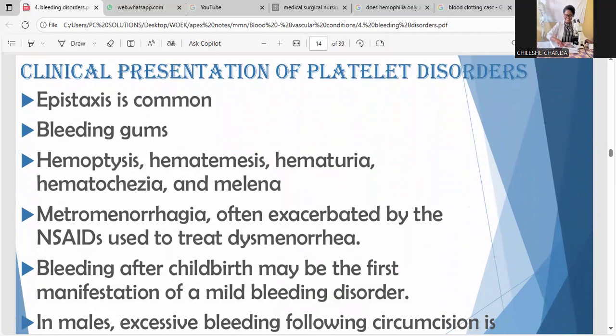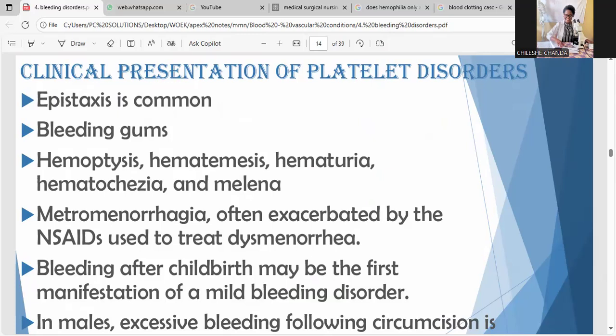What is the clinical presentation of platelet disorders? One, the patient will have epistaxis, that is bleeding from the nose. The patient will be easily bleeding from the mouth. They'll be brushing their teeth, but they'll start bleeding from the gums. Patient will have hemoptysis, that is coughing of blood. Hematemesis, they will be vomiting blood. Hematuria, the patient's urine will be stained with blood. Hematochezia and melena. Okay, metromenorrhagia, often exacerbated by NSAIDs.